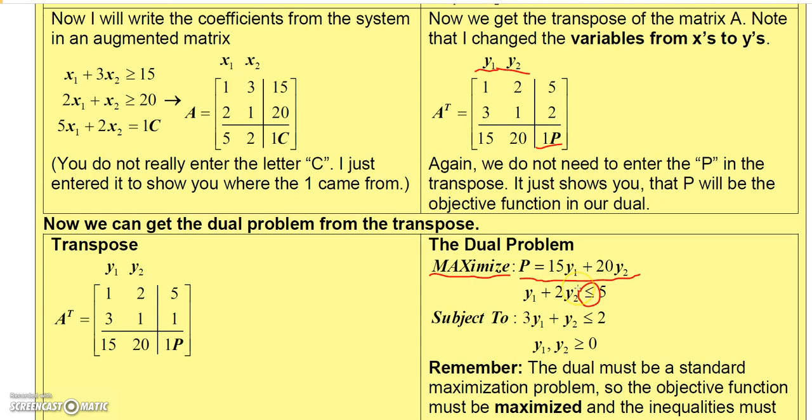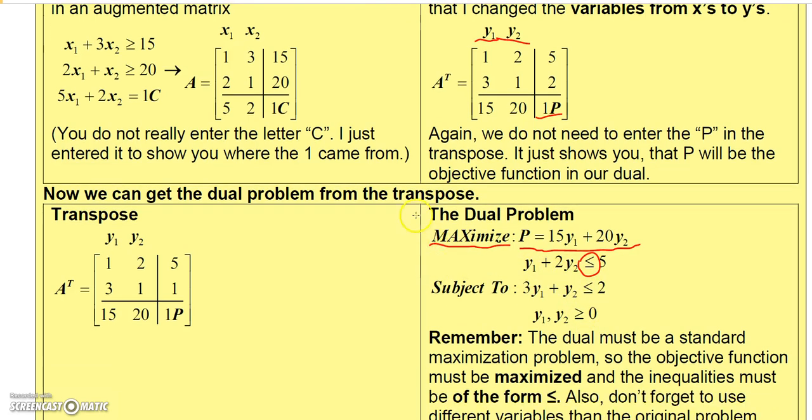Well, it's because that's what the dual is. The dual is just the opposite of your standard minimization problem. So your standard minimization problem is where you're minimizing with greater than constraints. So your dual must be the opposite. It must be maximizing where all your constraints are less than. And so anyway, this is the dual problem.